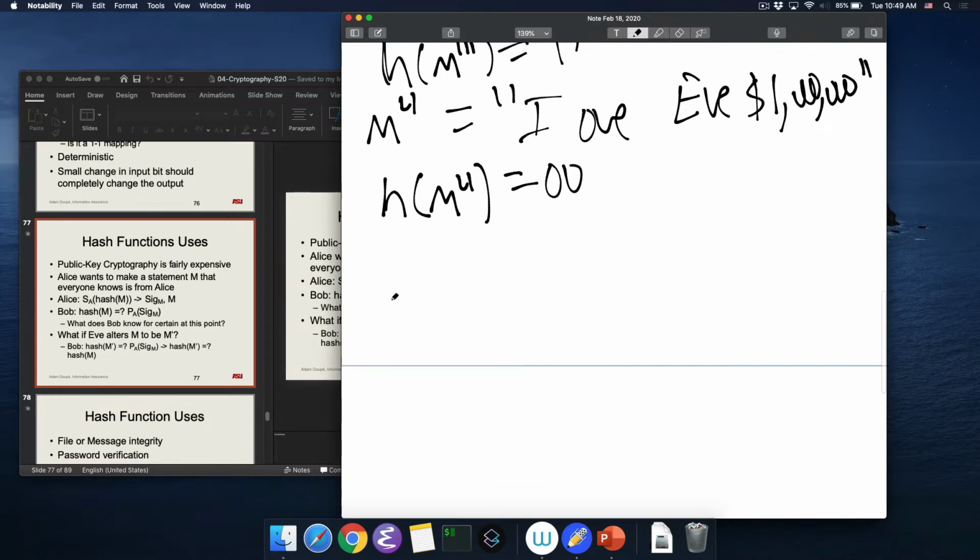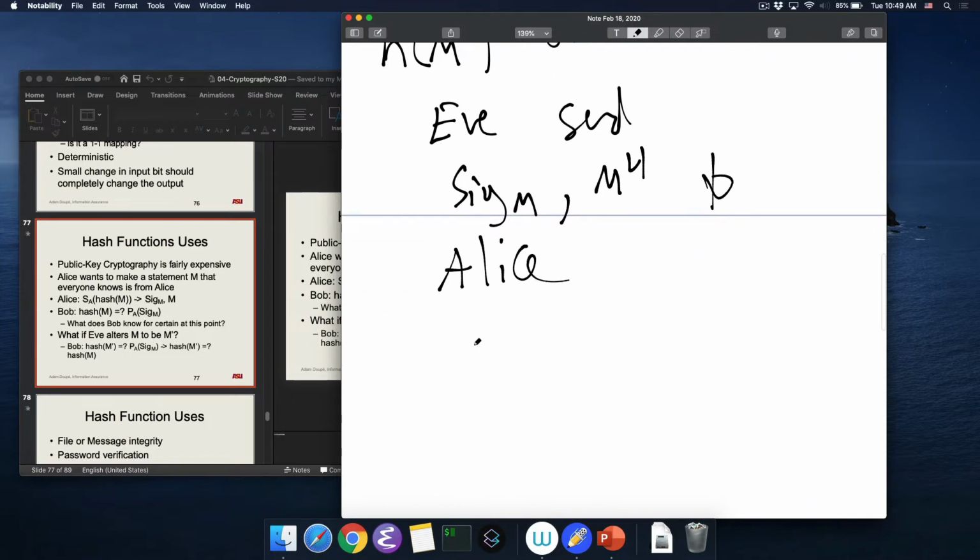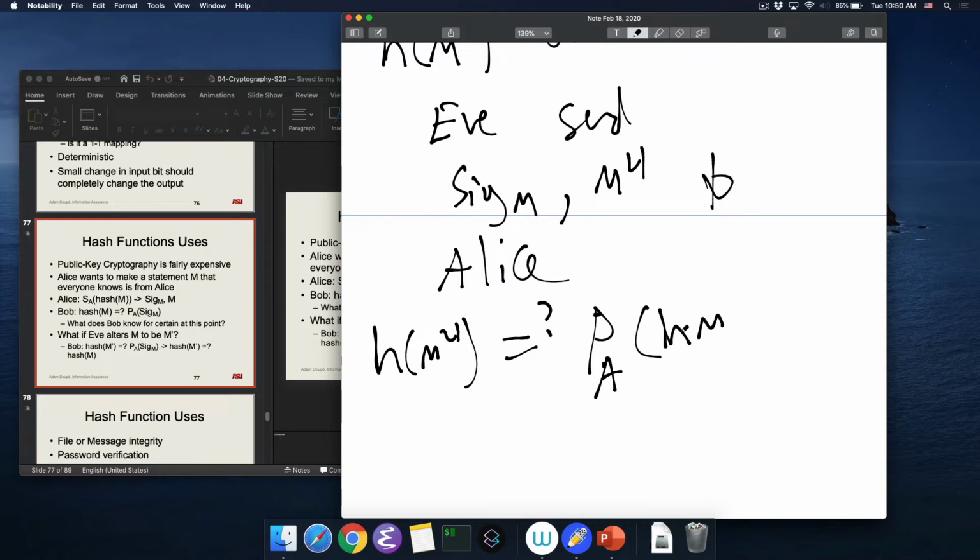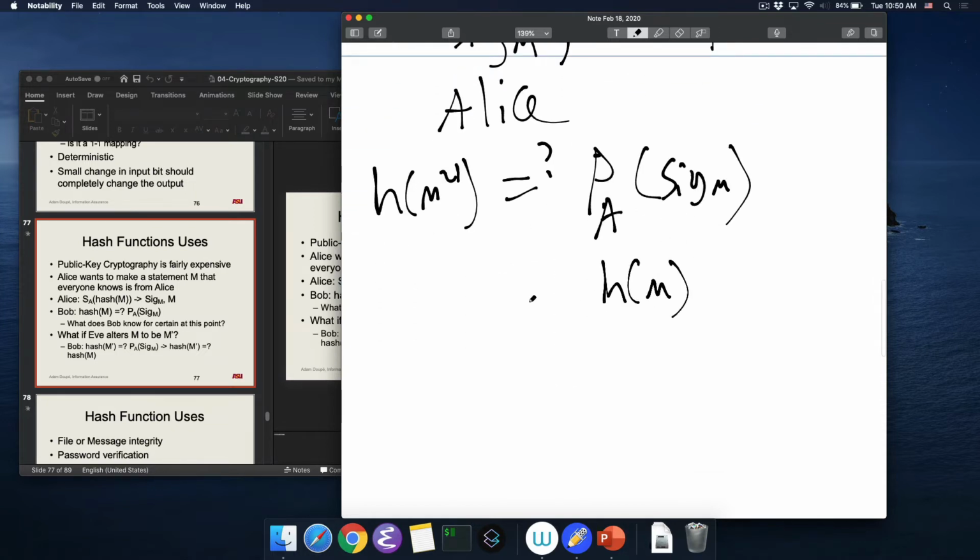So now, what can Eve do? Eve can send the signature of M and M4 to Alice. And what does Alice know at this point? So what does Alice do to verify this? Decrypts the signature. Yeah, it takes the hash of M4, right? Says, is this equal to taking her public key, so the public key of Alice on the signature of the message. So the public key on the signature will give us the hash of M. So is the hash of M equal to the hash of M4? Yeah, so Alice says great, and then gives Eve $1 million and becomes immediately bankrupt.